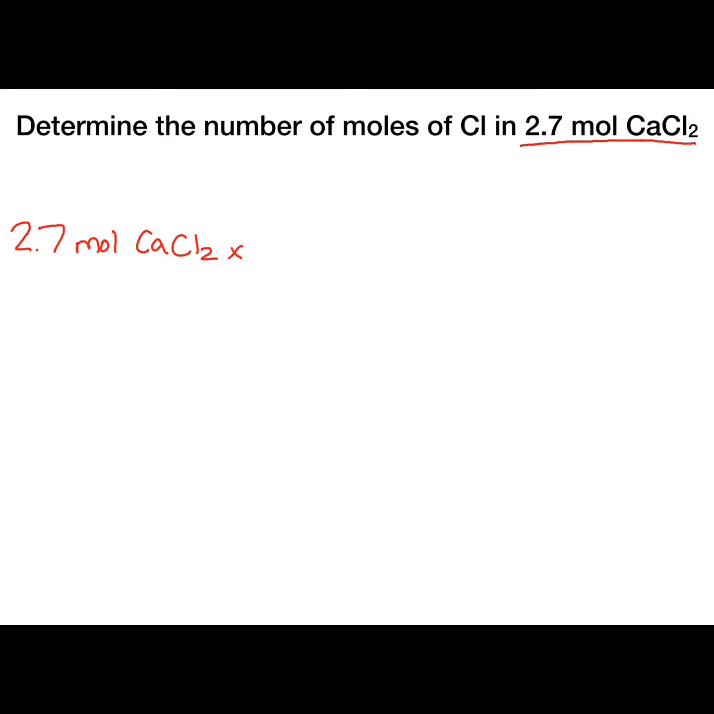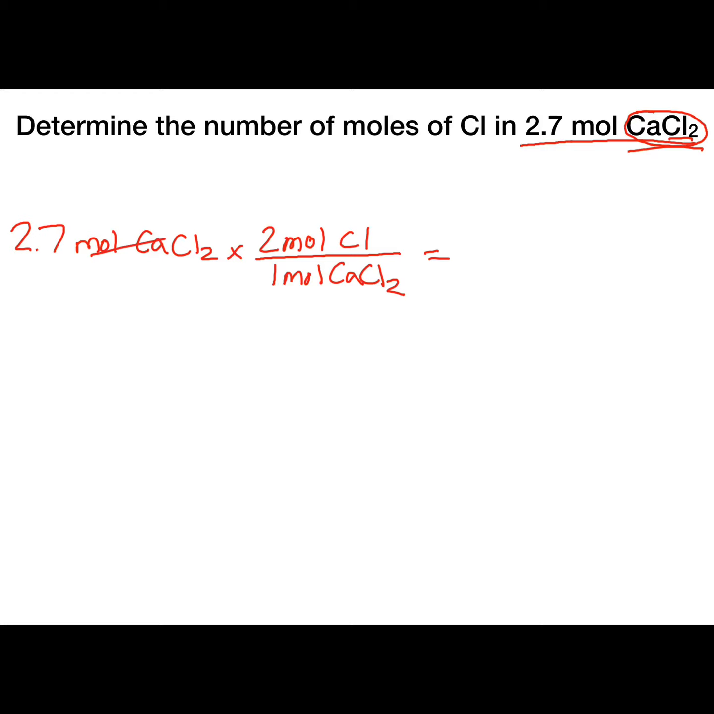Times. Now in this case, we're going from moles to moles. So all we need to do is look at the chemical formula here. So there is 2 moles of Cl in every 1 mole of CaCl2. So that's all we need to write. So we have 2 moles of Cl per 1 mole of CaCl2.